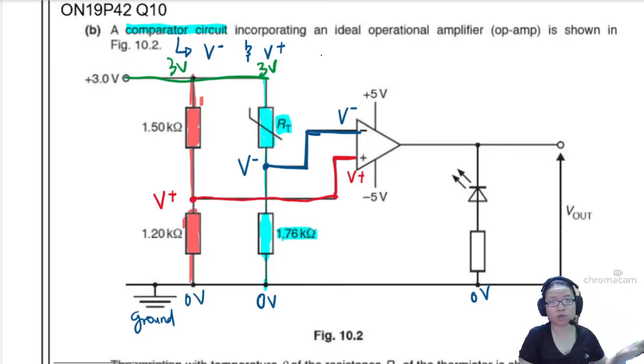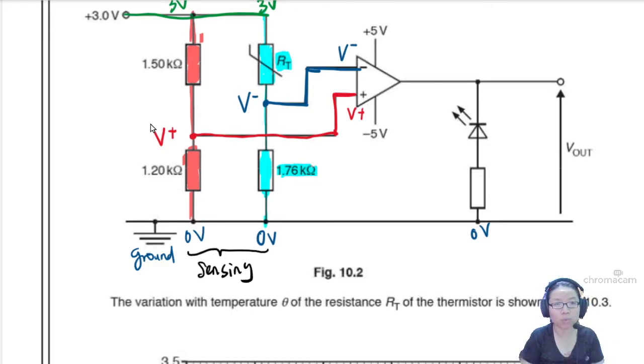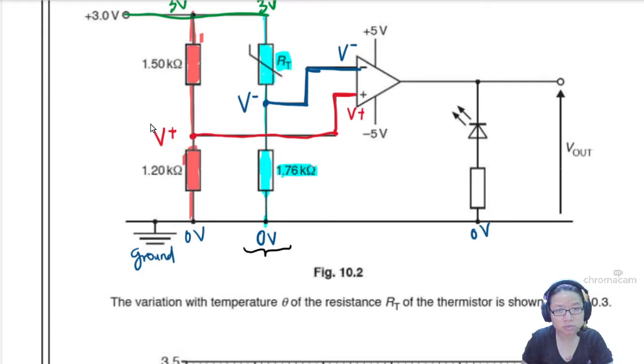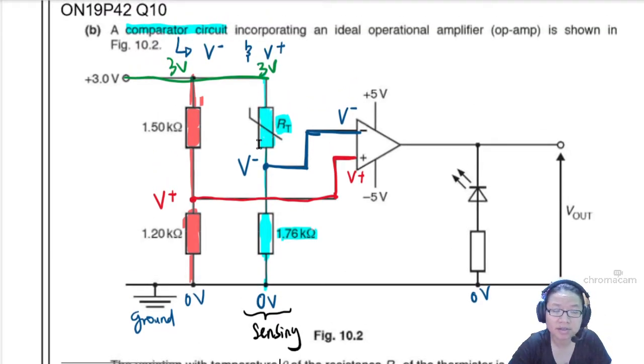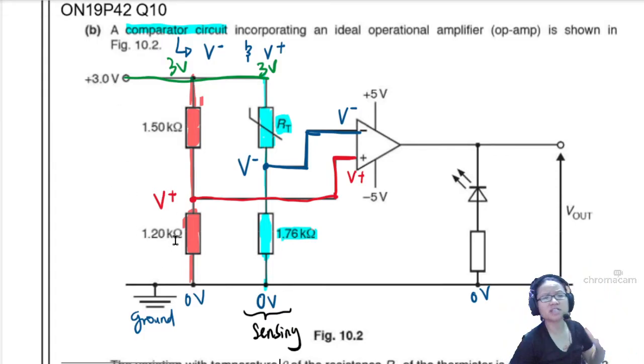Everything on this side or the left side of the circuit. Sorry, my camera is a bit inverted. But everything here is what we call the sensing devices. This is used for sensing. Actually the main sensing is obviously the thermistor. Depending on the temperature of the thermistor, V minus will change. Then you might be thinking, what's the point of V plus? Why can't we just put a battery here directly? Well, maybe in different situations, we would like to change the reference voltage.